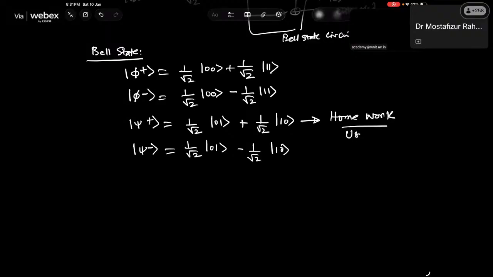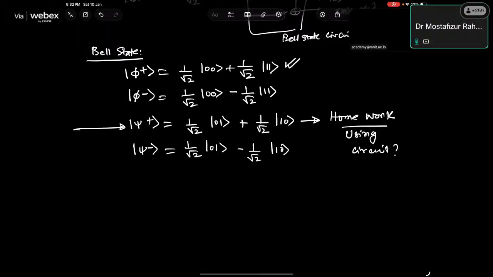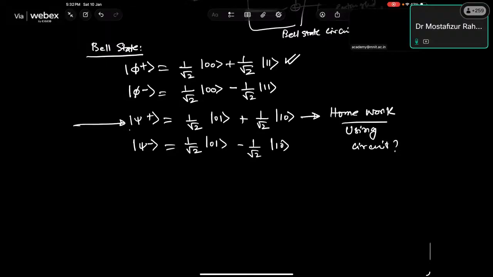Using a circuit. So I have just shown this step. Now you have to achieve this one, design the circuit. Now you don't have |00> and |11> state. You have |01> and |10> state, right? So where from shall you start? And such that your final entangled state is this one, right? Okay. This is also an entangled state.